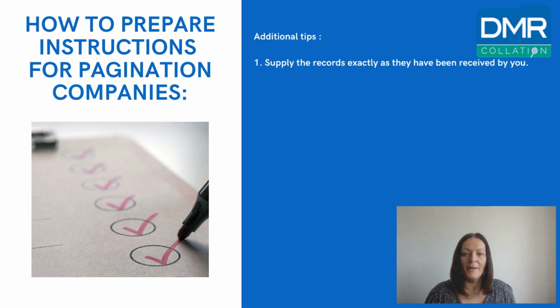Please supply the records to pagination companies exactly as they have been received by you. Don't be tempted to combine the files together, because within each document's file properties, there could be bookmarks or file names which are important for your pagination company to be able to extract, as this may help them identify the timelines relating to documents. This is particularly important with documents such as clinical photographs or screenshots of text messages, which might not otherwise be dated.